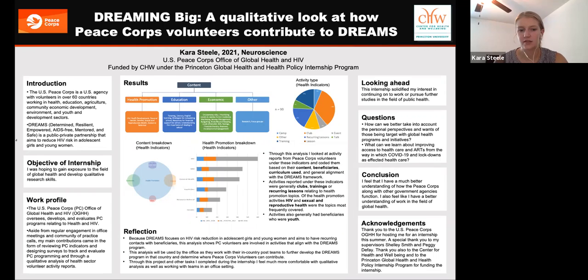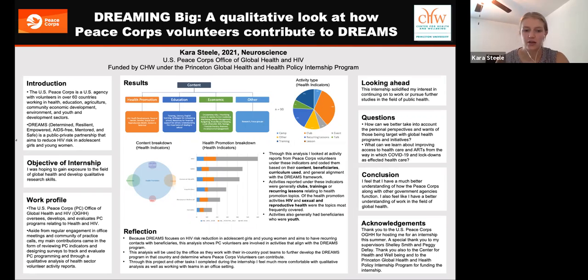What you can see in the first graphic here is a breakdown of the content areas that I found within these activities. So you see health promotion, education, economic, and other. The pie chart to the right, titled activity type, shows a breakdown of the types of activities that were listed by the volunteers under the health indicators. As you can see here, clubs, recurring lessons, and trainings were the most frequently used mode to have the activities in.